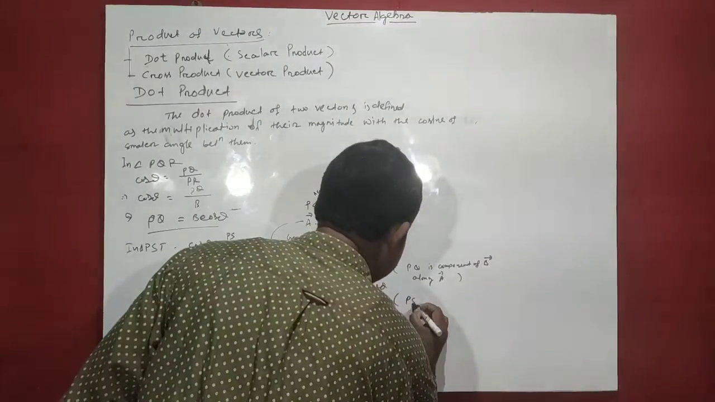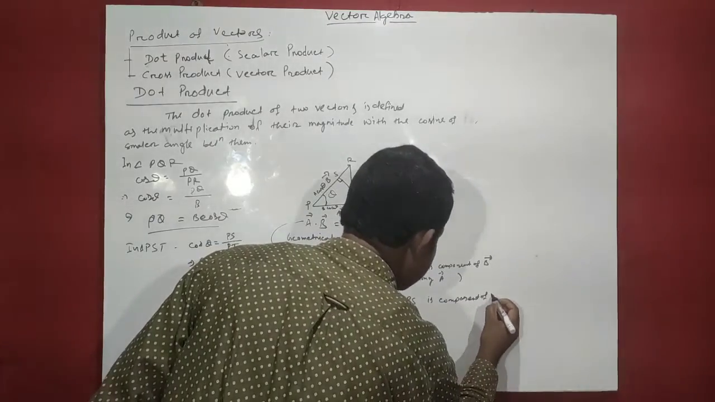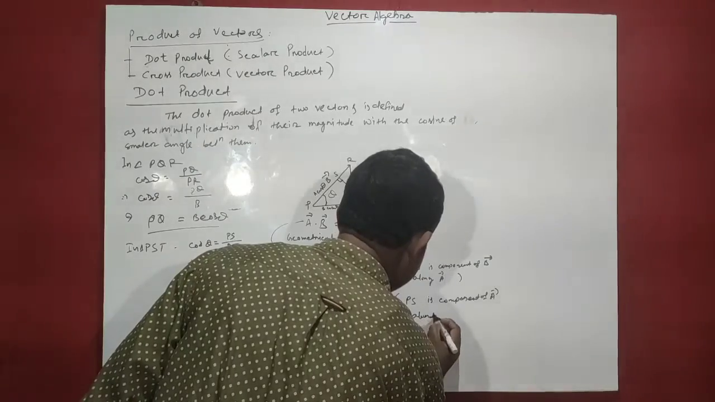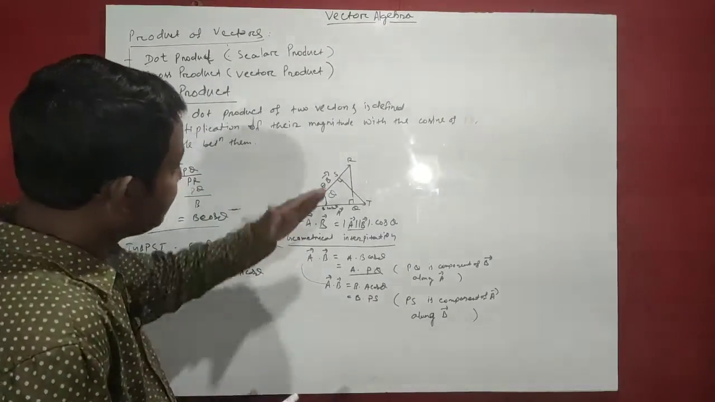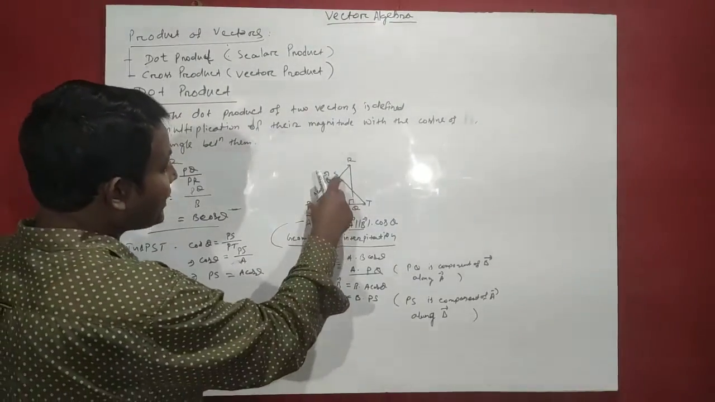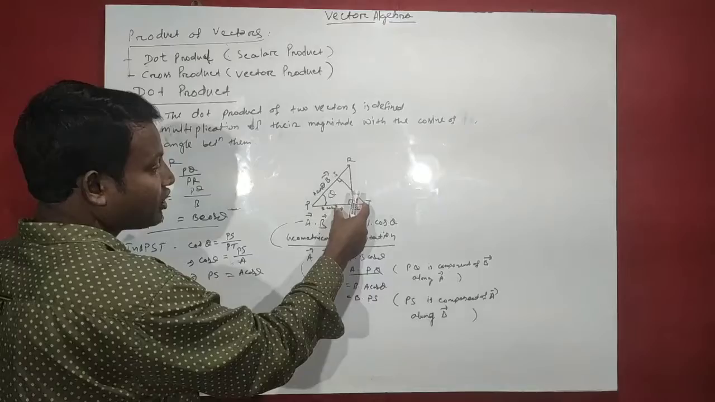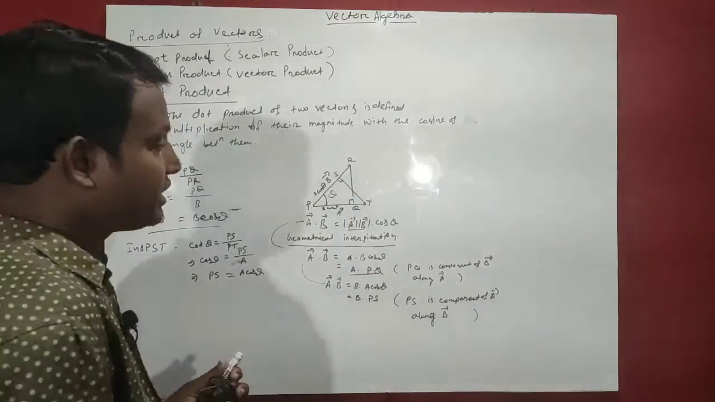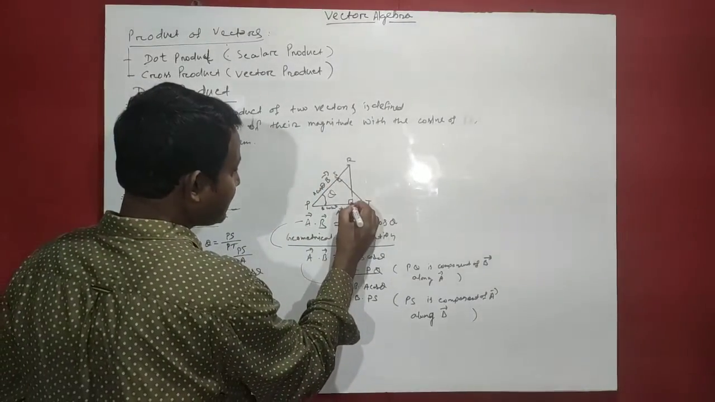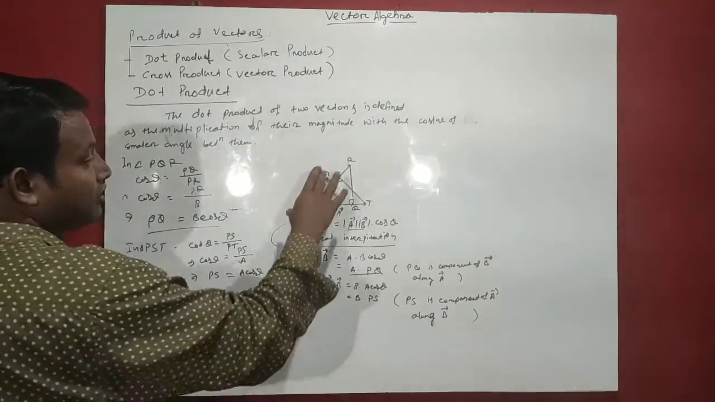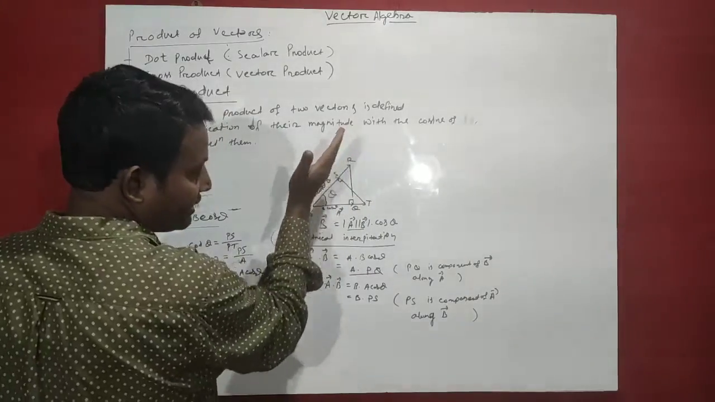Here PS is the component of A along B. What is PS? PS is the component of A obtained by drawing a perpendicular from the head of A to B. So this is PS. PS is the component of A along B.